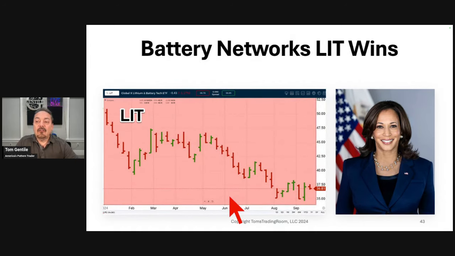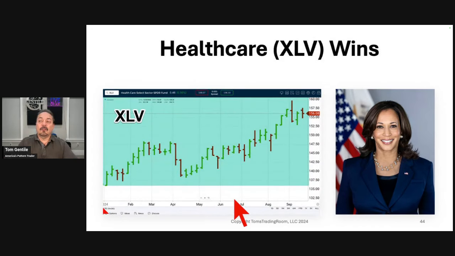The battery network, LIT. This is the lithium battery tech ETF. It started the year out around $50 a share, went down to 35. It was down 40%. And it's still in the mid 30s, but I believe this one too could get a boost, could get a supercharge if Harris wins the Oval. And the third ETF I'm looking at is XLV. That's the healthcare sector, because I believe that a lot of the healthcare stocks and companies would breathe a sigh of relief, no matter how much we talk about drug prices.